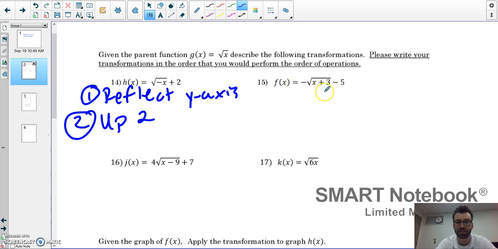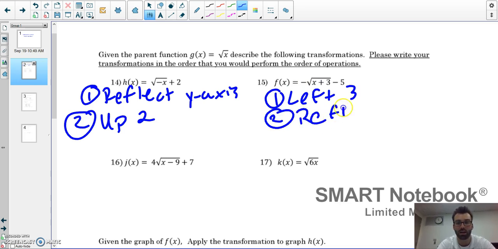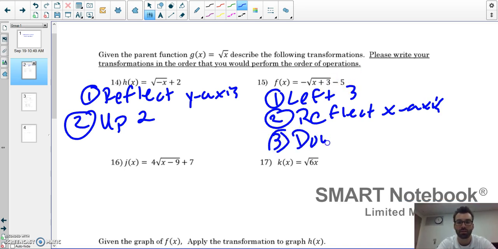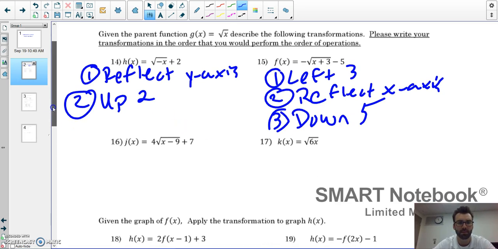Number 15, inside out, first thing, plus 3. So I move it, remember on the inside it's the opposite of what you think, I move it to the left 3. Keep working, attached to my function is the negative on the outside, so instead of reflecting over the y, I'm going to reflect over the x-axis. Lastly, move that down 5.